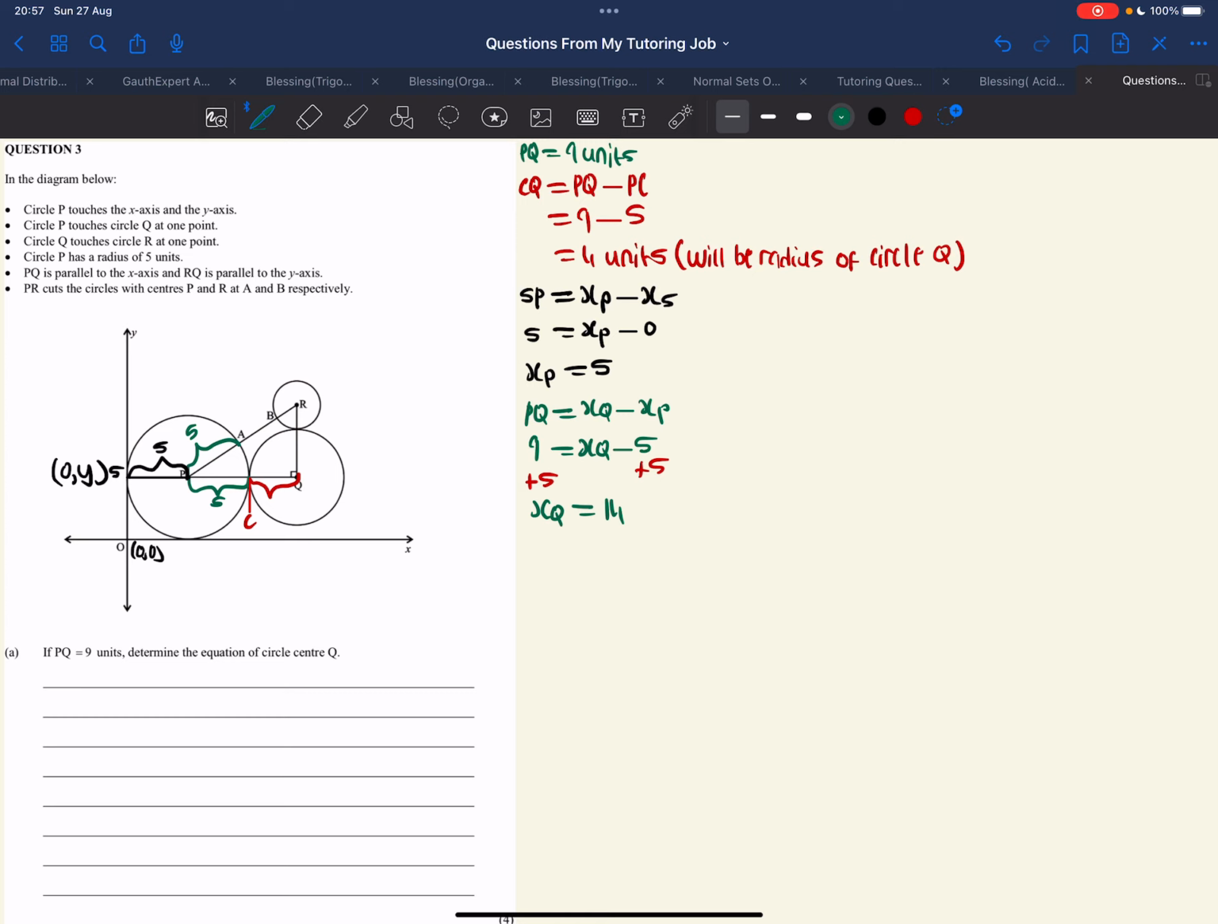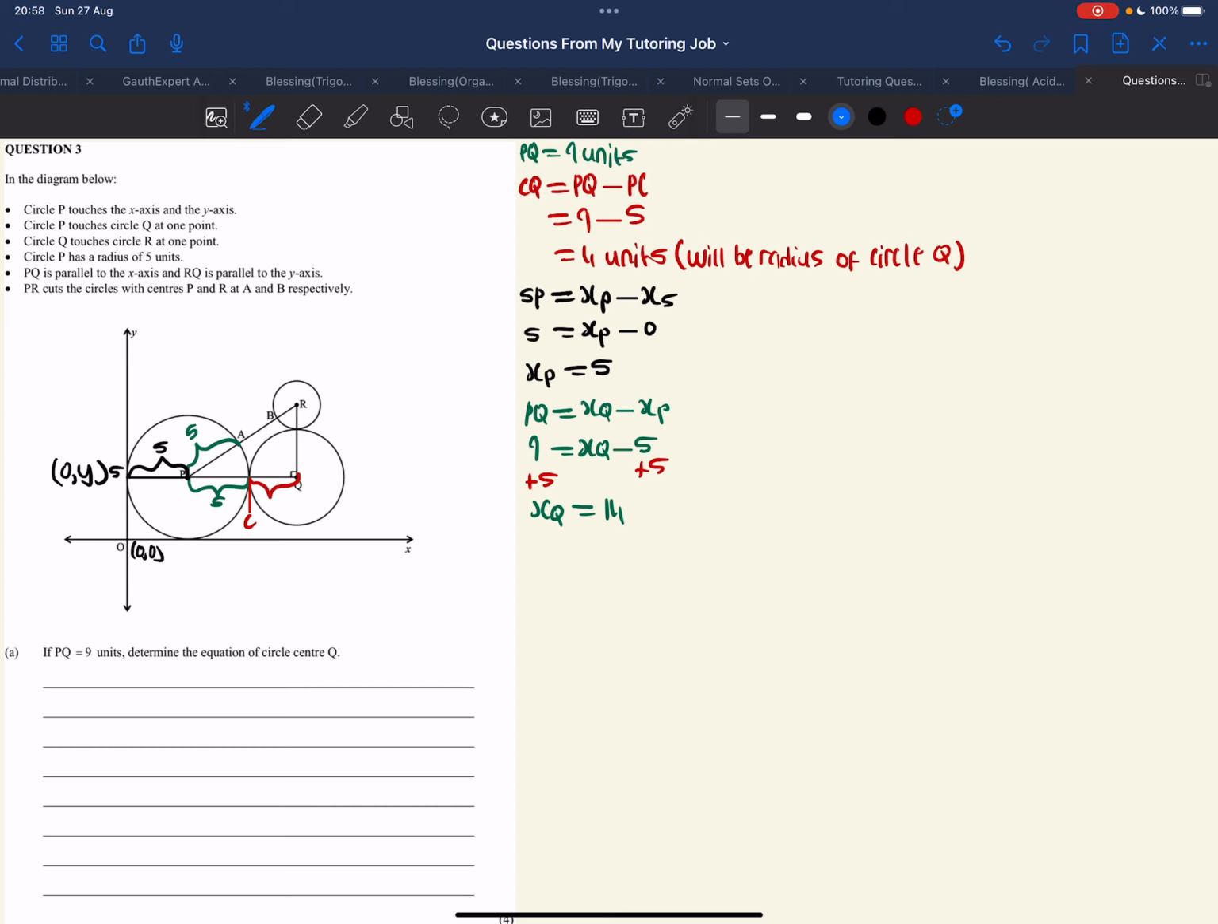Now what I also want you to understand: can you see that S, P, C and Q all lie on the same line, which is SQ or PQ? So all of them are basically going to have the same Y coordinate. There isn't any of them that's going to have a different Y coordinate. So S, P, C and Q are all going to have the same Y coordinates.